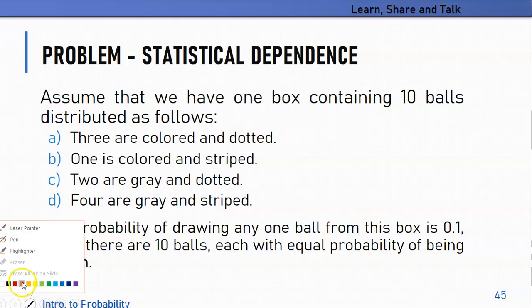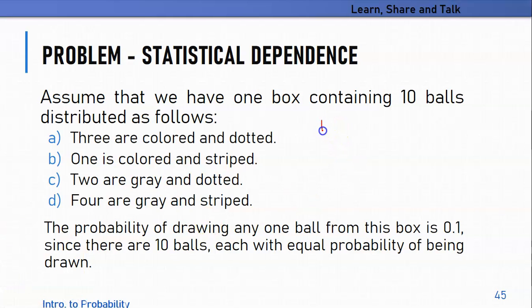if I try to write it in this way, what is the probability of having a dotted ball given that I know that it is colored? So the chances would be, as I have 3 dotted balls and the total colored balls are 4, the chances of getting a dotted ball given that it is colored is 3/4. It seems very simple that we can solve it in this way.